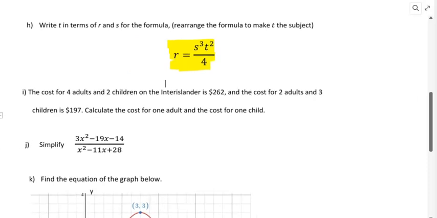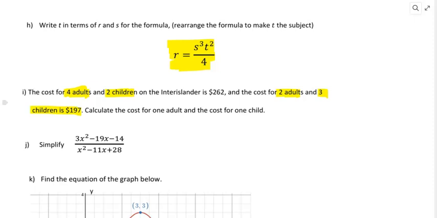Now the next one is a word problem, which is simultaneous equations. These look daunting, but once you've defined what the variables are, they usually fall out quite well. So if we just read it through, the cost for 4 adults and 2 children on the Inter-Islander is $262, and the cost for 2 adults and 3 children is $197. We have to calculate the cost for 1 adult and the cost for 1 child.